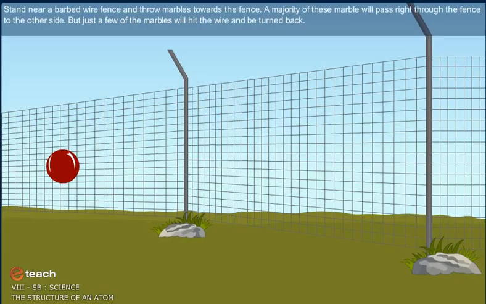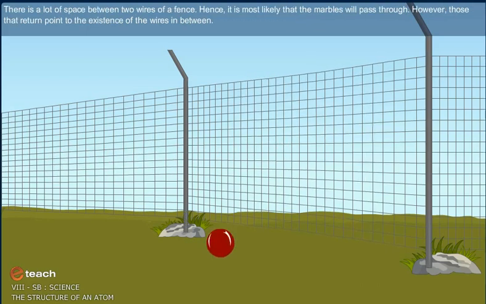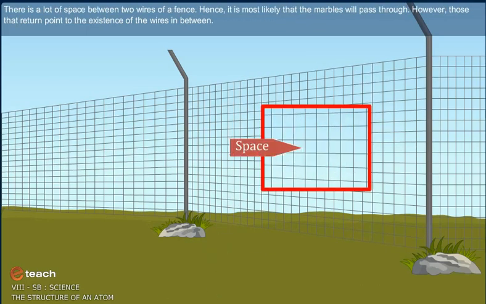Activity. Stand near a barbed wire fence and throw marbles towards the fence. A majority of the marbles will pass right through the fence to the other side, but just a few of the marbles will hit the wire and be turned back. There is a lot of space between two wires of a fence. Hence, it is most likely that the marble will pass through. However, those that return point to the existence of the wires in between.